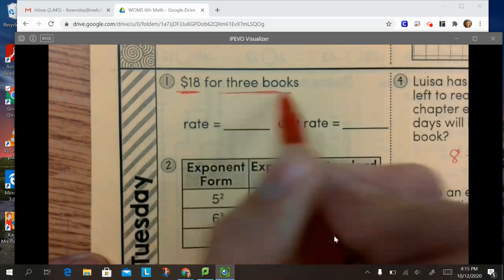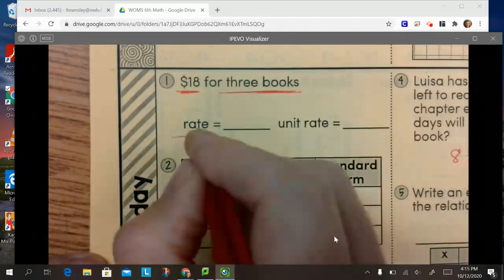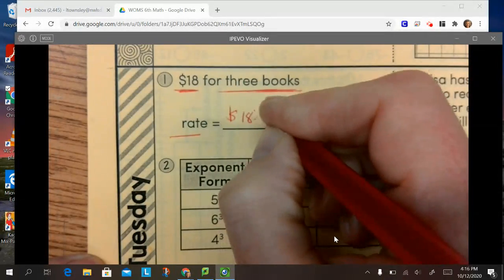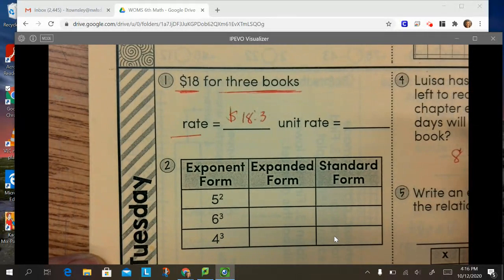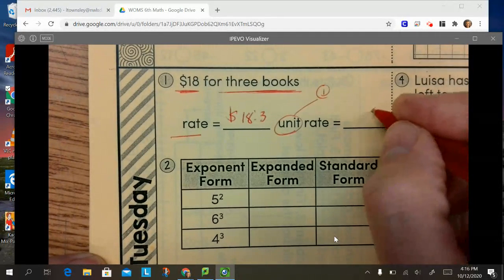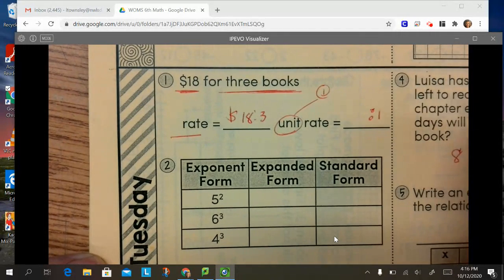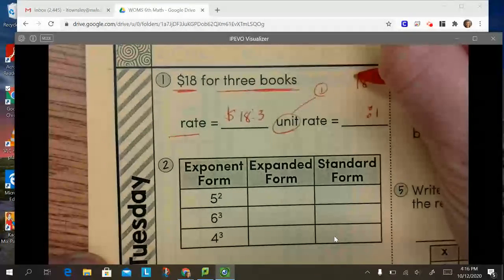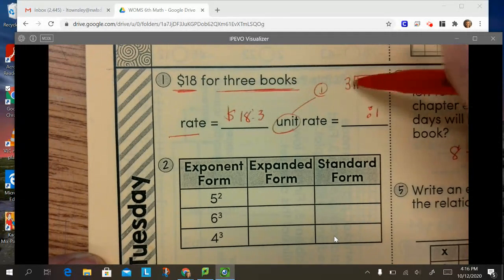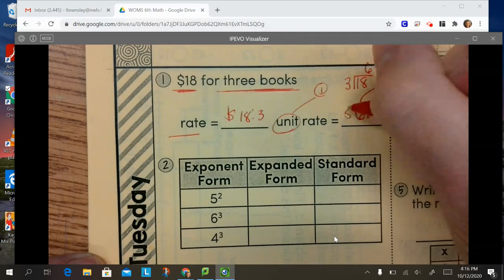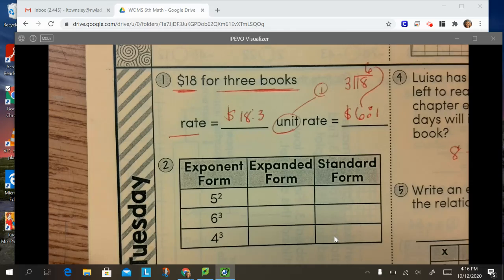$18 for 3 books. The rate is just what it is: 18 to 3. Now they want to know the unit rate. The unit rate always needs to get to 1, so somehow we need to get to 1. The way we get to 1 is by taking 18 divided by 3, and it goes into it 6 times. So $6 for 1 book.